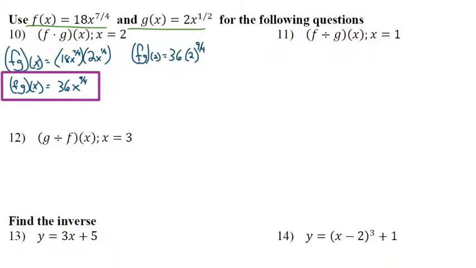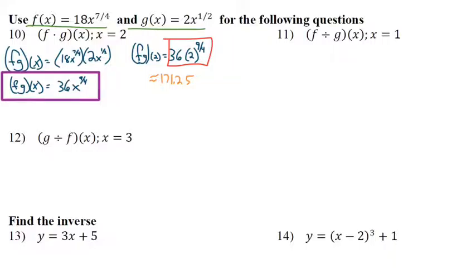Let's shove it in my calculator, see what happens. I don't think it's going to work though. 2 to the 9/4 is something ugly times 36. That comes out to be about 171.25. But here's what I want you to do. If you get something like this, just leave it like that. This is as reduced as it's going to get.